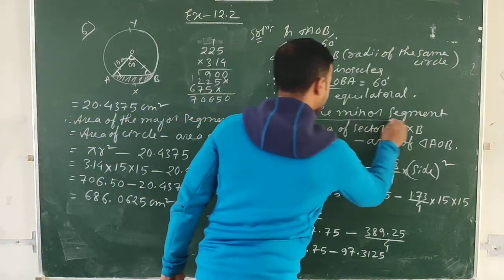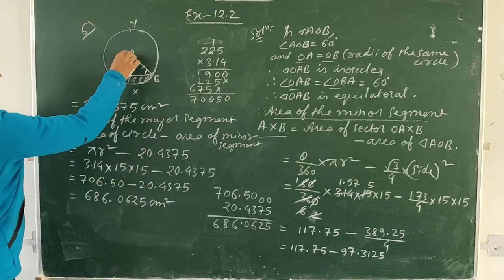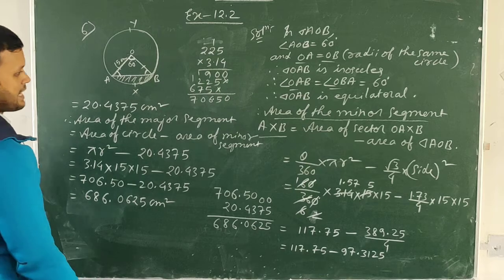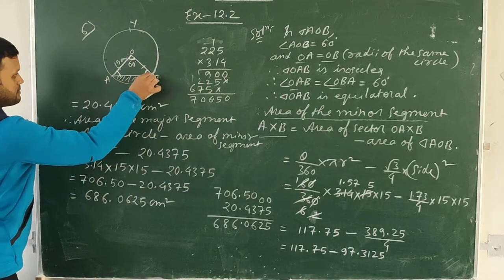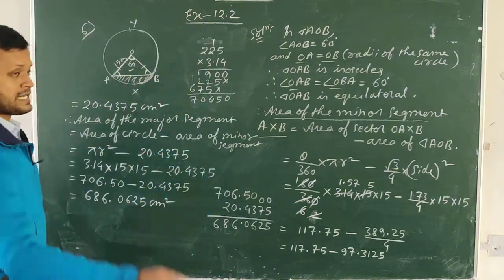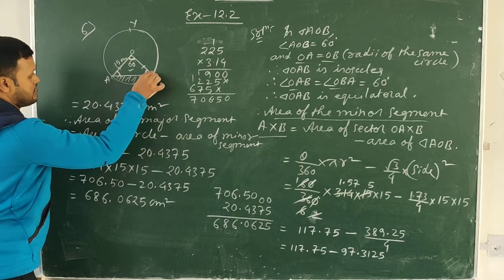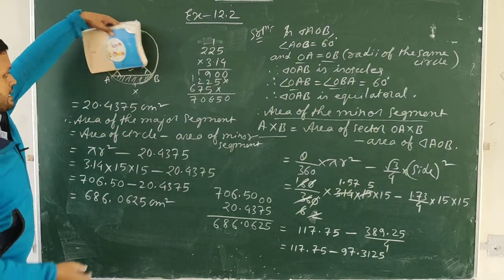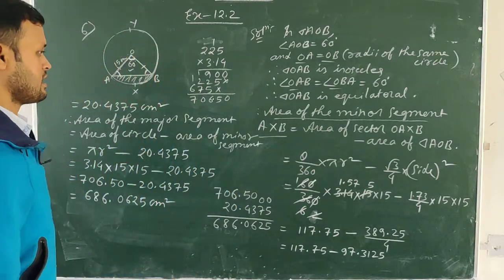Area of the minor segment AXB is equal to the area of the sector OAXB minus the area of the triangle AOB. Just observe. From this sector OAXB, if I subtract the area of this triangle, then I will get the segment below, isn't it? So that is what I am doing: area of sector OAXB minus area of triangle AOB.